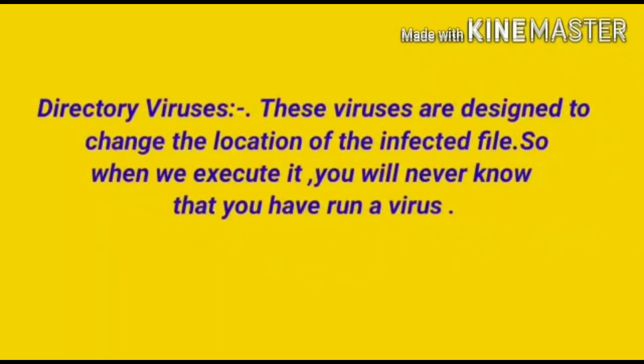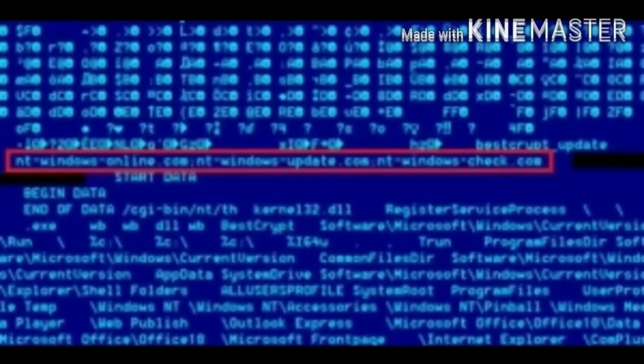Directory viruses. These viruses are designed to change the location of the infected file, so when we execute it, you will never know that you have run a virus. It means these directory viruses change the location of a file by executing the program file with the extension .exe or .com, which has been infected by a virus. You are unknowingly running the virus program while the original file had been previously moved by the virus. Once infected, it becomes impossible to locate the original files.